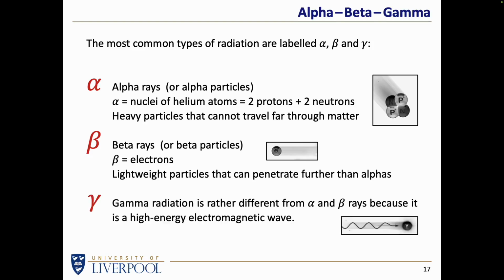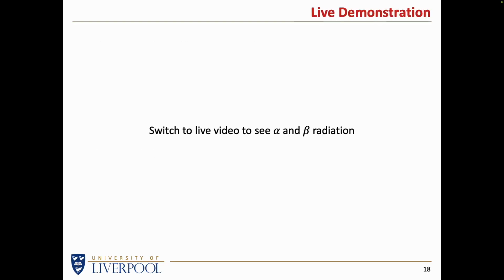I'm not going to be talking much about gammas. Gammas are electromagnetic radiation. They are not charged particles. Cloud chambers are designed to see charged particles, so gammas do not produce tracks in a cloud chamber. They might produce a click in a Geiger counter, but we can't see them in a cloud chamber. So that's the alphas and betas and gammas.